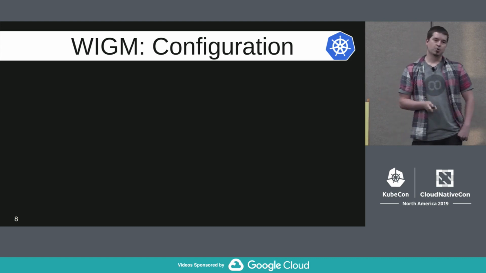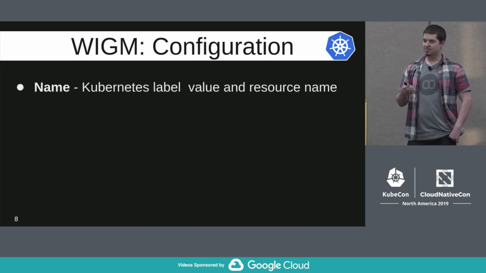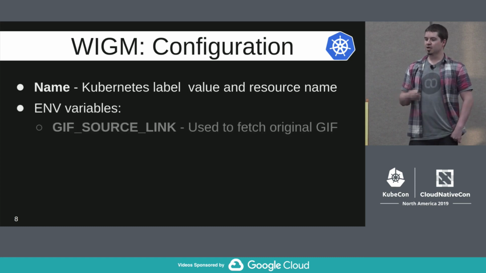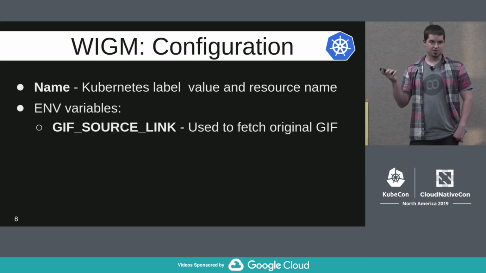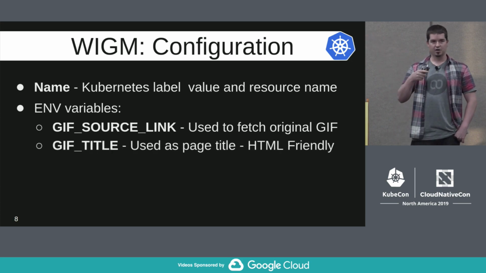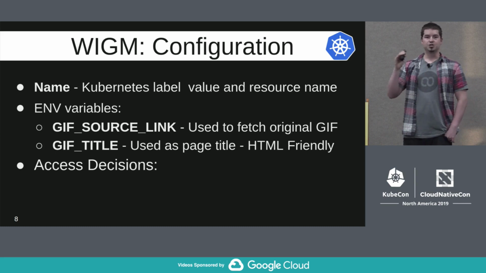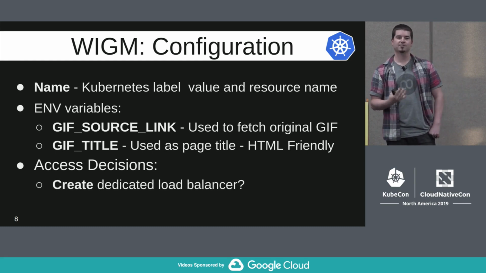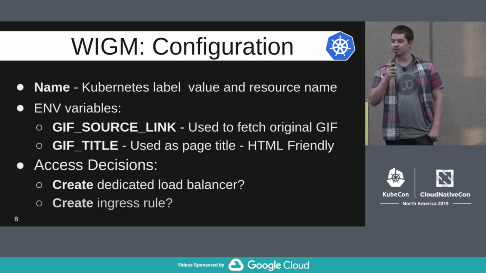Every time we deploy WIGM, we're going to deploy it with a handful of configuration. We're going to give it a name. This has to be Kubernetes friendly, because it's going to go in Kubernetes places. We're going to give it a couple environment variables, a source link, because we're a mirror, so we go out and get some original GIF, a title that we put in our HTML, and then two business decisions for each deployment. Do we create a dedicated load balancer in the cloud for this GIF? Might not go wasteful. And do we make an ingress rule for this GIF or not?